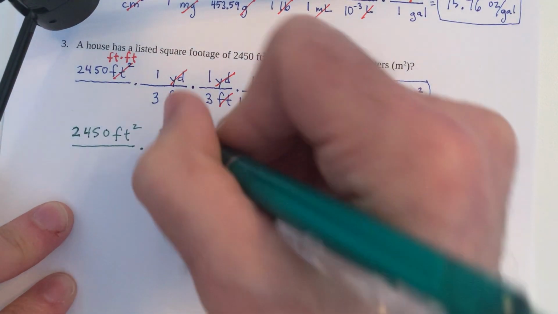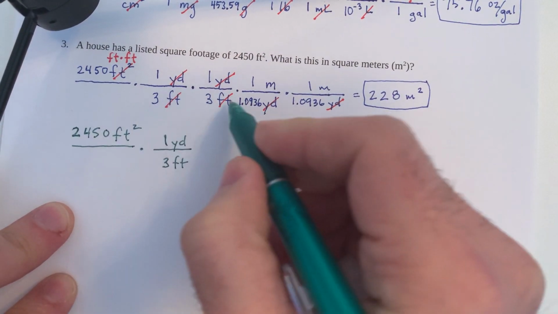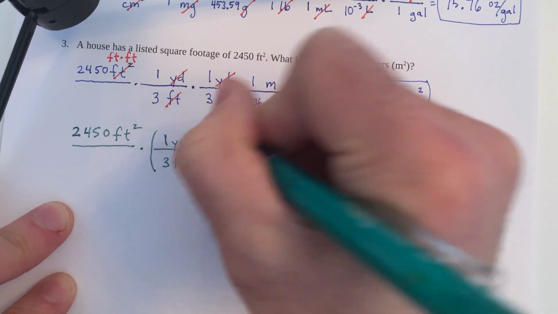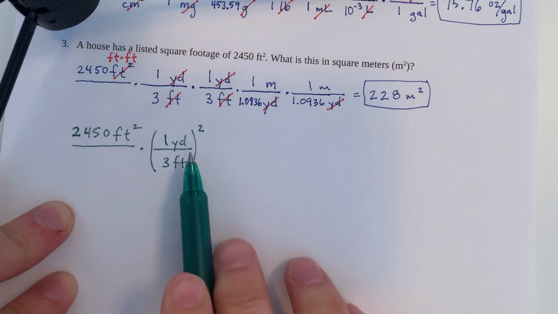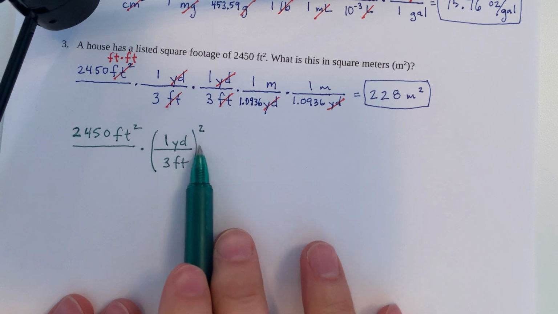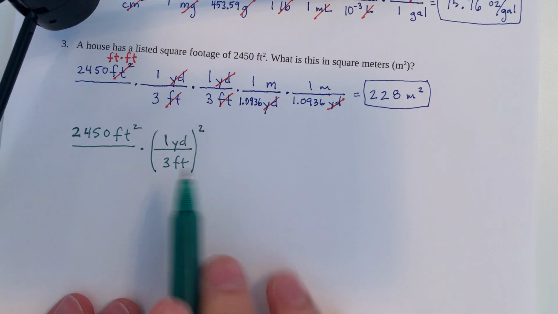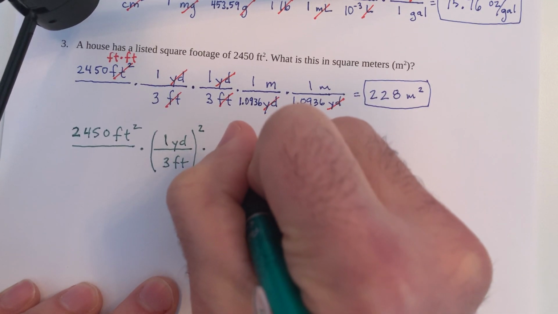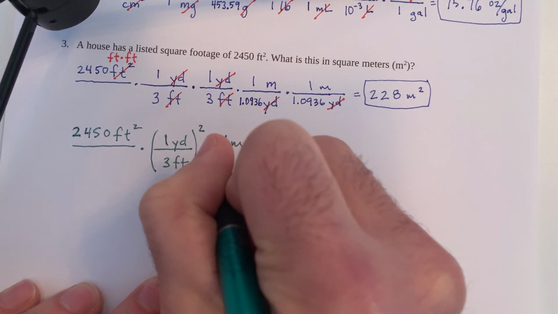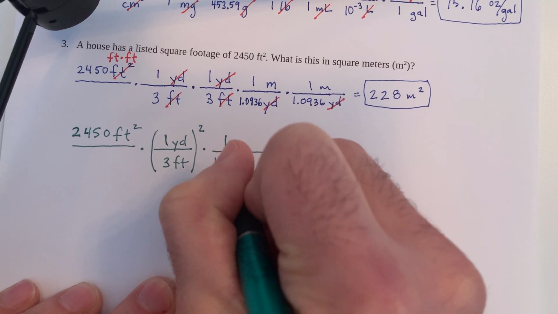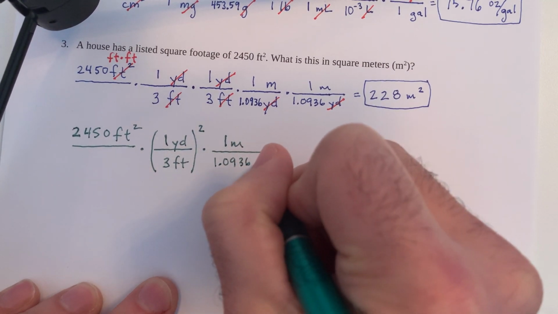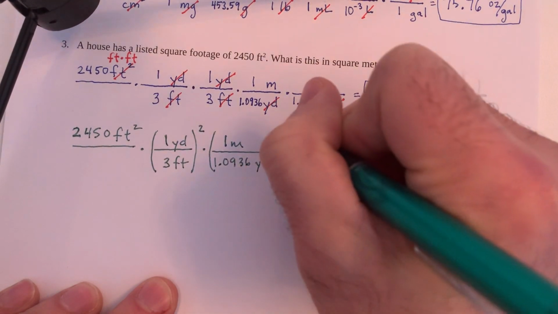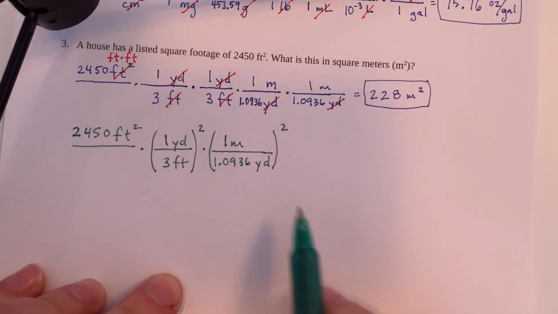Now, what is the effect of doing this twice? That's really taking it times itself, so it's just squaring it. So you square it like that. The only thing you have to be careful of is to remember that when you type this in, that's 3 squared. We're going to do the same thing here: 1 meter over 1.0936 yards, and we square that entire thing.